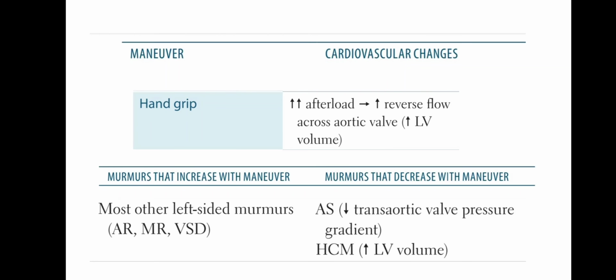Moving on, the next maneuver is hand grip. With hand grip, there is an increase in afterload, which leads to increase in the reverse flow across the aortic valve and an increase in the left ventricular volume. Now talking about murmurs that change with this maneuver. Murmurs that increase with the maneuver are most other left-sided murmurs like aortic regurgitation, mitral regurgitation, ventricular septal defect. Murmurs that decrease with the maneuver are aortic stenosis due to the decrease in trans-aortic valve pressure gradient and hypertrophic cardiomyopathy due to an increase in left ventricular volume.